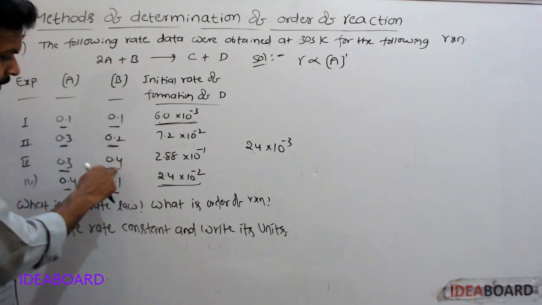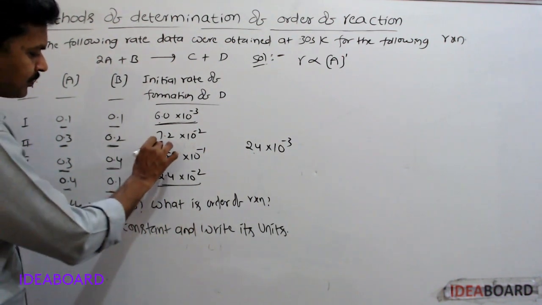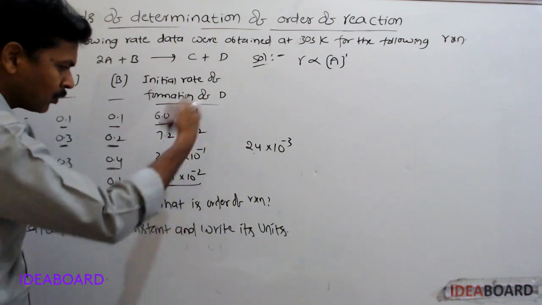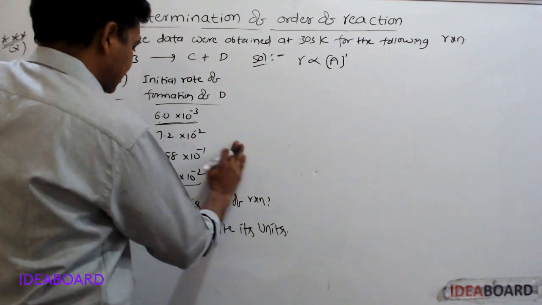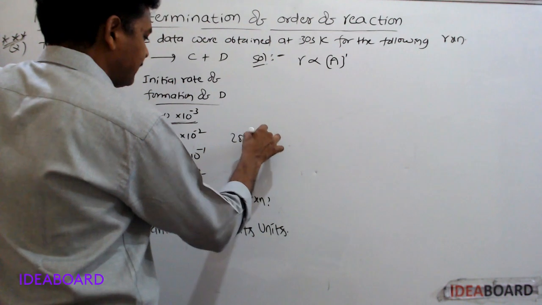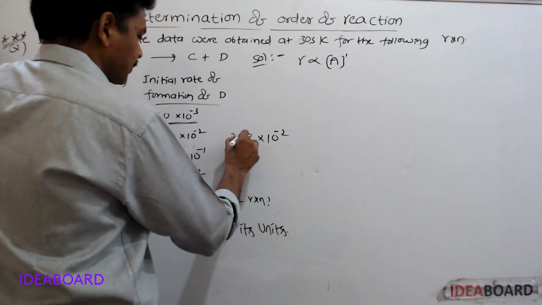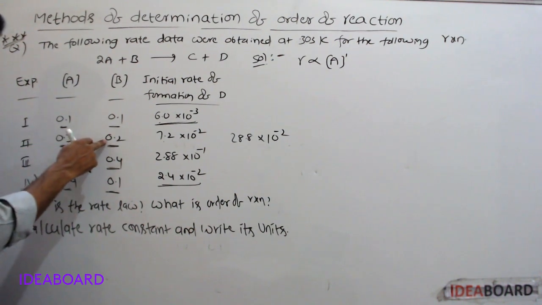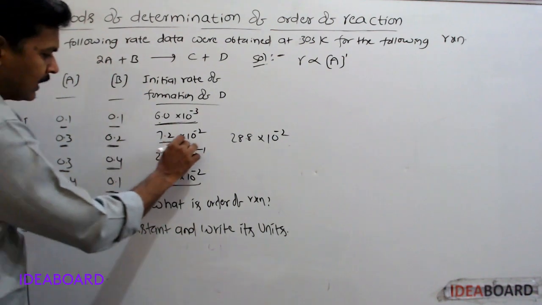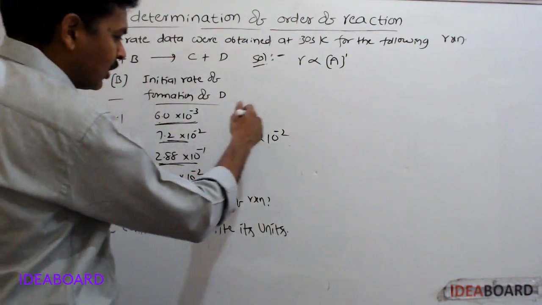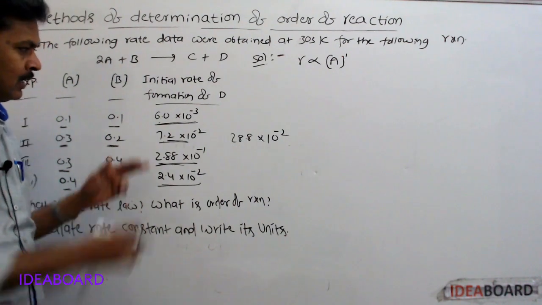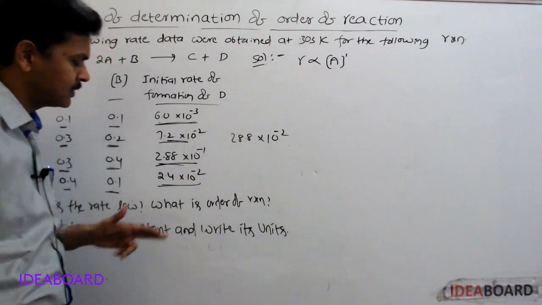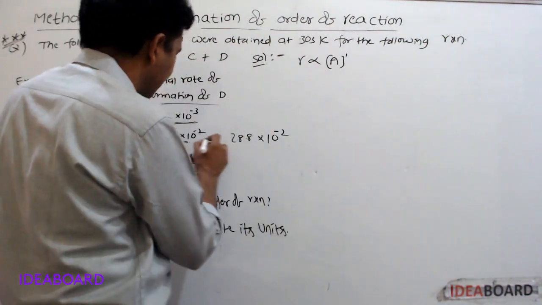If B concentration is doubled, then rate of formation of D, 7.2 into 10 power minus 2, becomes 2.88 into 10 power minus 1. I am writing like this, 28.8 into 10 power minus 2. By keeping A concentration constant, if B concentration is doubled, then rate of reaction increases by how many times? 4 times. Rate of formation of D increases by 4 times.